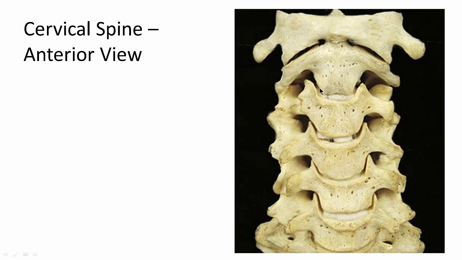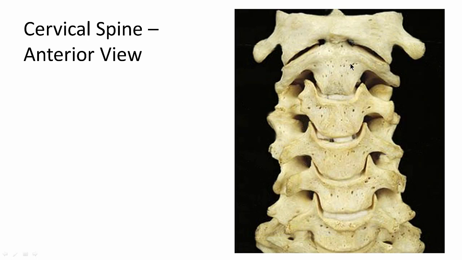Okay, now we can see these really nicely here. What are these? Okay, these are the uncinate processes, and together they make up the joints of von Luschka, or the uncovertebral joints. Remember, they allow flexion and extension, or they help with that motion. We can see the disc space here.